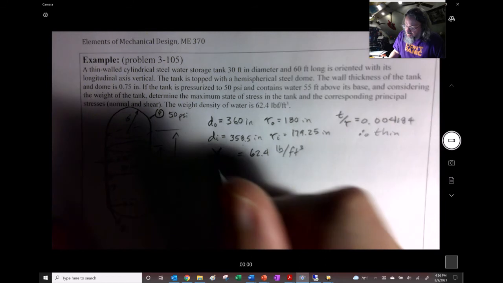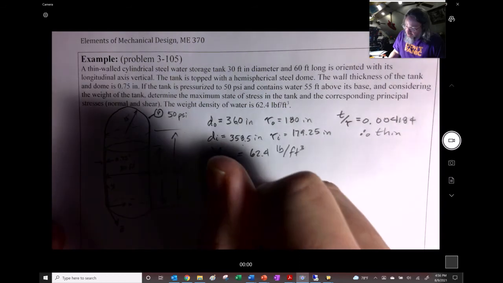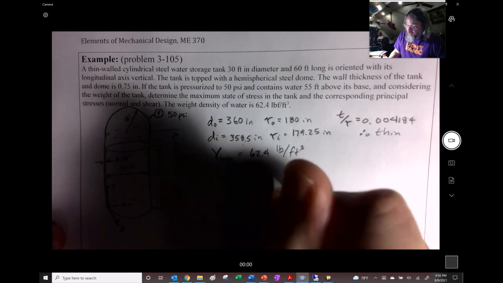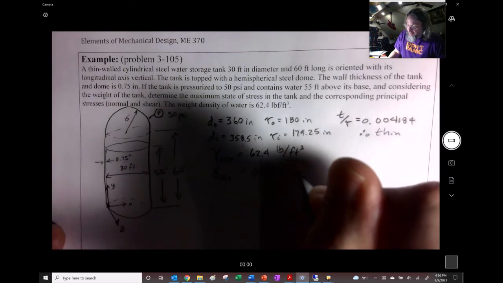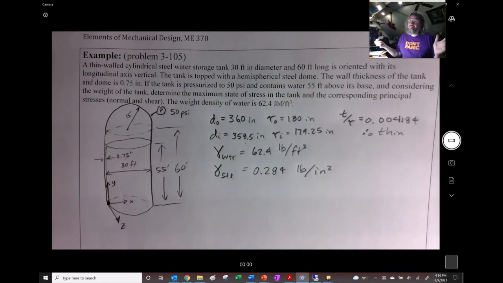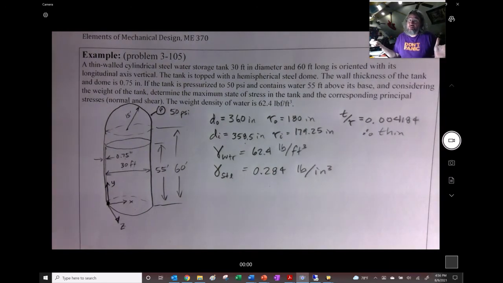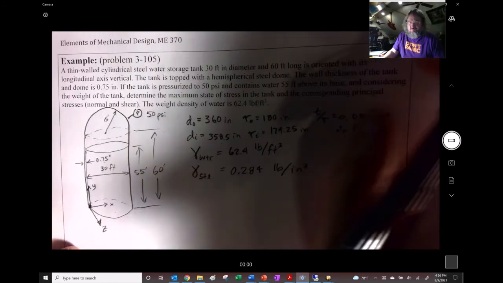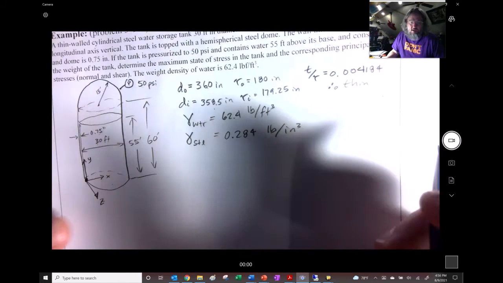Something else I have memorized, but maybe you don't. The specific weight of steel is 0.284 pounds per cubic inch. Good thing to know. Comes up a lot. How much steel weighs? And it's by cubic inch usually. It's just a good thing to know. I happen to memorize it.